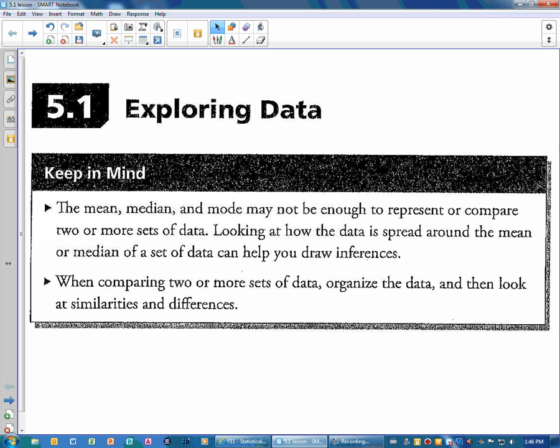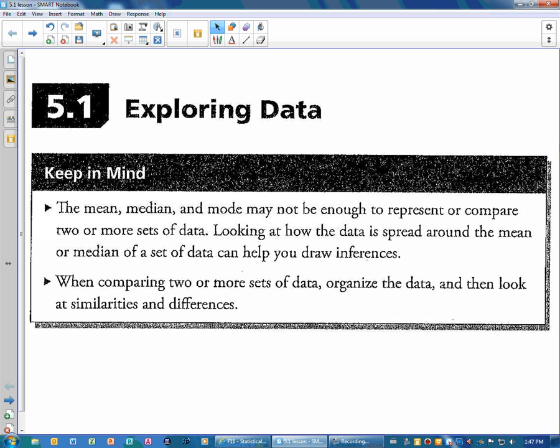So first of all, the things that they've asked you to keep in mind is that the mean, the median, and the mode may not be enough to represent or compare two or more sets of data. And looking at how the data is spread around the mean or median of a set of data can help you draw inferences. That means numbers might not help you as much as looking at what the data looks like. What does a graph of it look like? Okay, and drawing inferences is almost like a conjecture, like you're deciding what's going on.